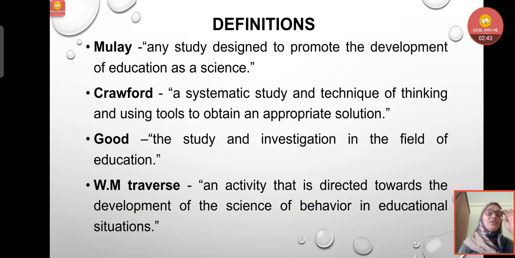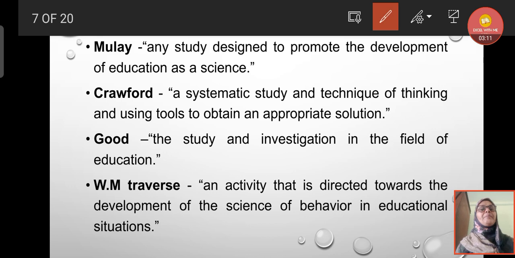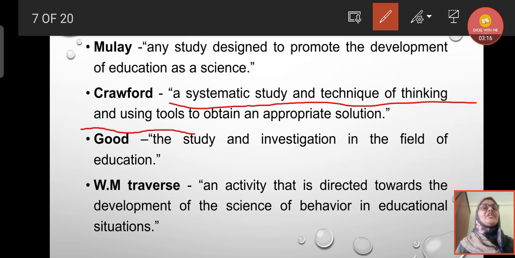Already we have understood the meaning, now let's understand the definitions. Muley, according to him, any study designed to promote the development of education as a science is educational research. Now, Crawford says a systematic study and technique of thinking and using tools to obtain an appropriate solution. I feel this is the best definition we should remember. According to Crawford, a systematic study and technique of thinking and using tools to obtain an appropriate solution.